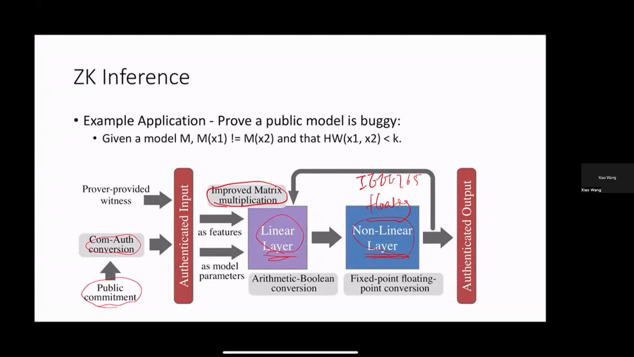You can prove any type of neural nets with different kinds of structures, and because the input is authenticated, you can also prove in conjunction with other different kinds of predicates. For example, you can prove that the images are close to some public image. You can prove that the images are close to each other and things like that.